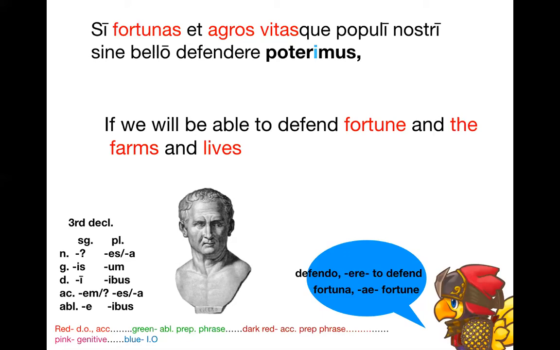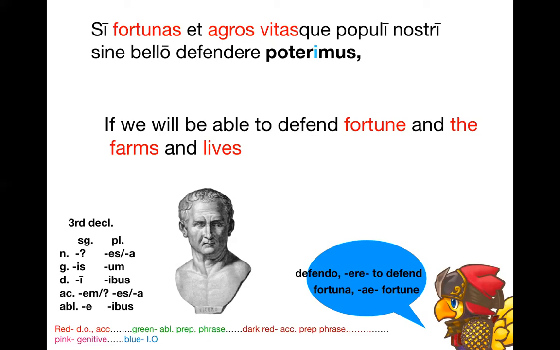So ager, agri, Jaden, that is field or farm. I'm going to check that as farms here, but field is fine. About which one? Ago, agro? That shows up in another sentence. We'll get to it then, but it's not in this sentence. Gerere means to wage or carry out.